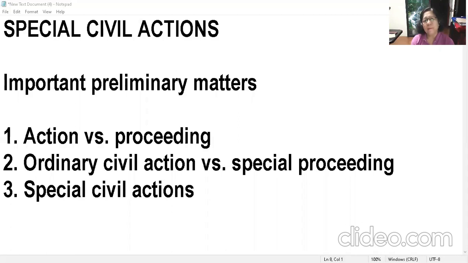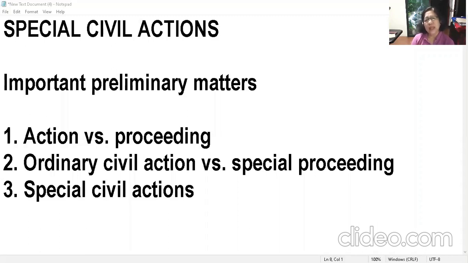Okay. Ang complete elements would be ROVID, meaning the right of the plaintiff, O, obligation of the defendant, V, violation by the defendant of the right of the plaintiff, resulting in injury or damage. Okay, so yun yung limang elements ng cause of action.